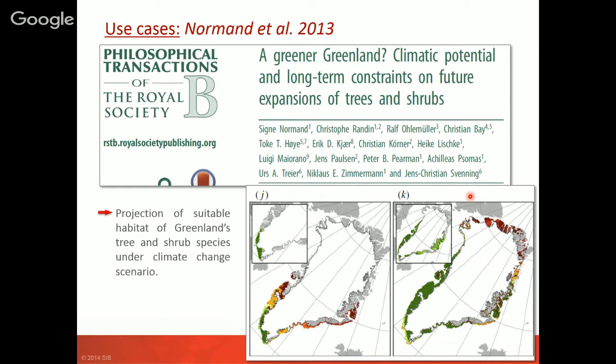Another use case that I found was this paper by Normand et al. in 2013. So they make projections of trees and shrub species in Greenland, again under climate change scenarios. So that would be a use case that is fairly similar to the one I showed you just before. And again, they wanted to account for dispersal restrictions in the projection. So they used MIGCLIM to do that.